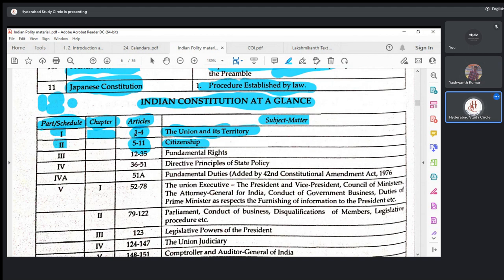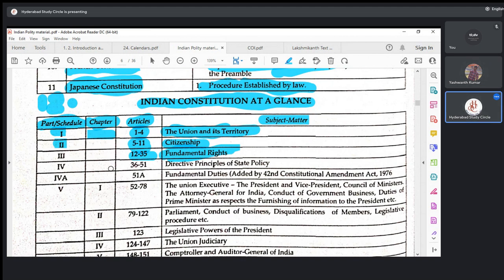Okay. What is part 1, article? Part 1, Article 1 to 4, the Union and its territory. Part 2, Article number 5 to 11, citizenship. Part 3, Article number 12 to 35, about fundamental rights. Part 3 is fundamental rights, Article number 12 to 35.